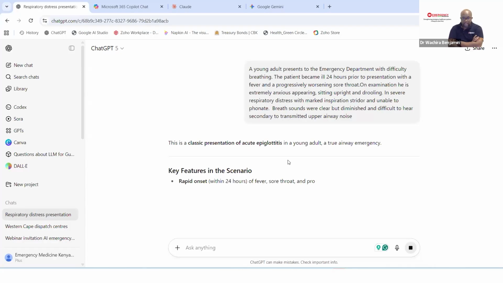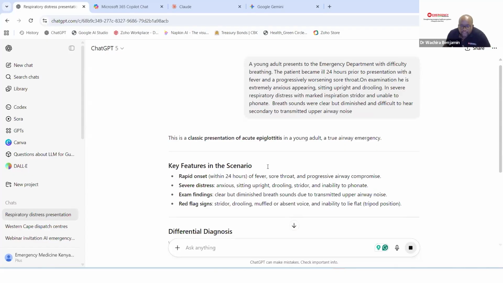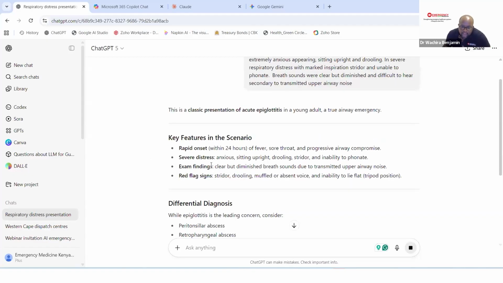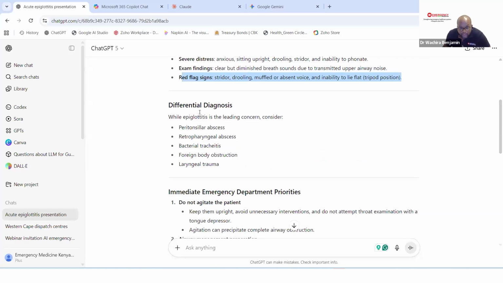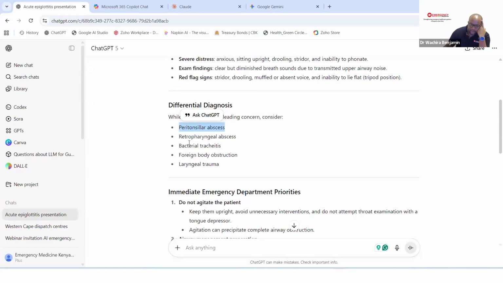So acute epiglottitis, a rare disease in a young adult. Rapid onset, fever, sore throat, progressing to compromised airway, severe distress, sitting upright, drooling. Exam findings clear but diminished breath sounds are due to transmitted airway noise. Red flag signs: drooling, muffled or absent voice, inability to lie flat, tripod positioning. But here are your differentials, which is very important again. What else could be: peritonsillar abscess? Even I was thinking about a peritonsillar abscess in my head before this epiglottitis scenario showed up. Retropharyngeal abscess, tracheitis, foreign body obstruction, angioedema.